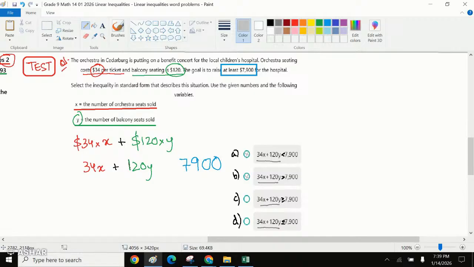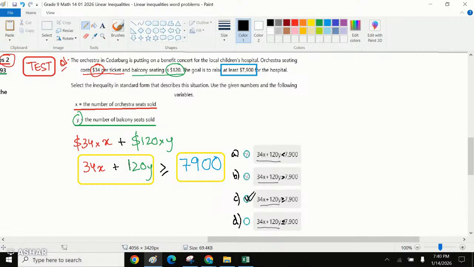Option number C or option number D? See, at least would mean, I'll just explain again, that the amount generated, 34x plus 120y, should be equal or greater, right? This should be equal. Yes, correct. That means option number C is the correct answer, right? Yes, thank you. We click on option number C and we would get to know whether it's correct or not. Option number C is the correct one.